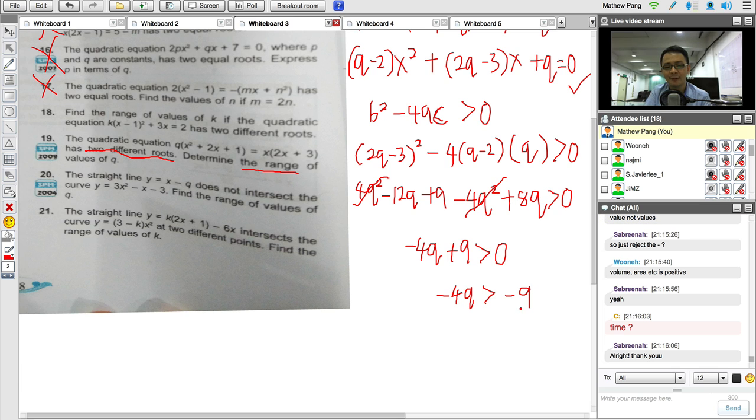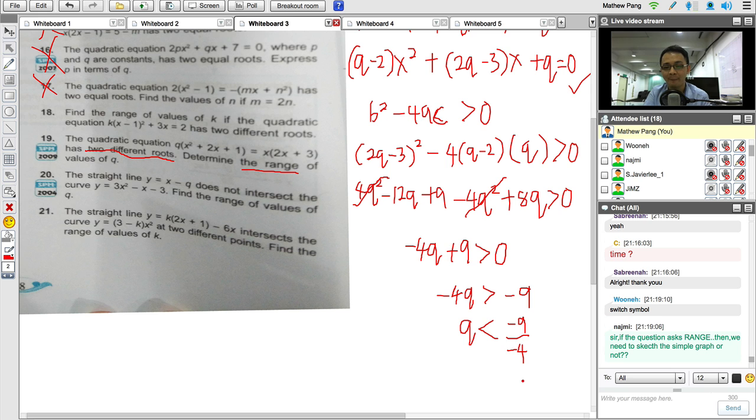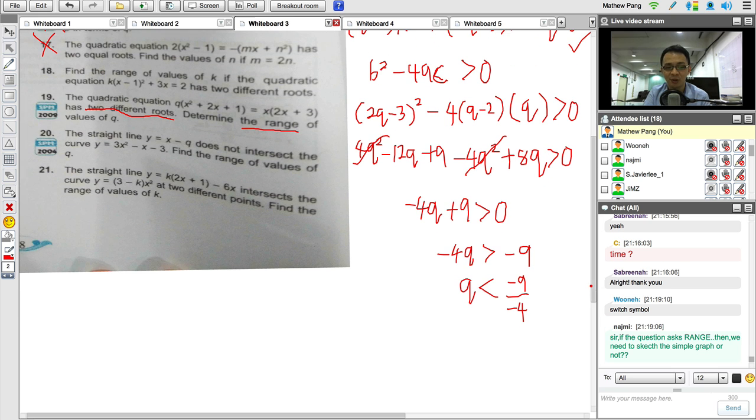I got negative 9. Alright, this is something amazing. If I move the negative 4 to the other side, because this is divide negative 4, right, I always need to change the symbol, become negative 9 over negative 4. So negative and negative I simplify. Q will be less than 9 over 4. This is my final answer. Yes, I have to switch the symbol.